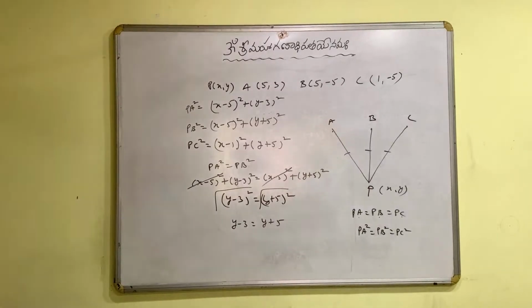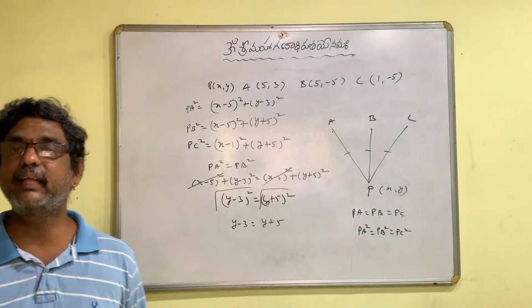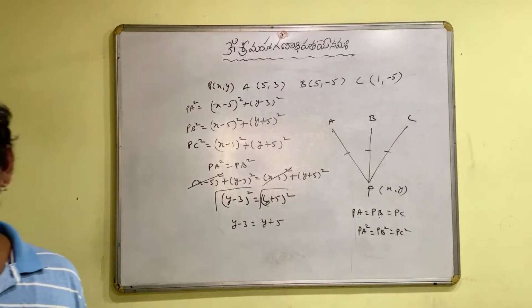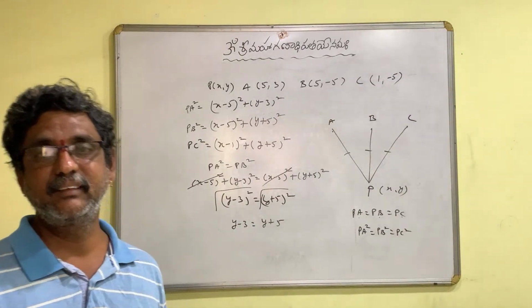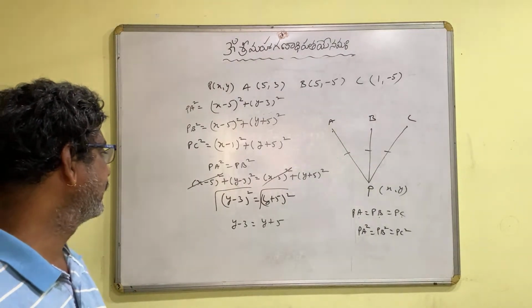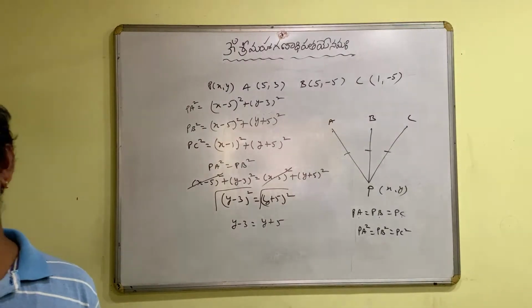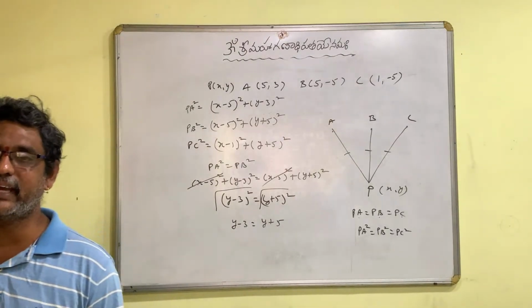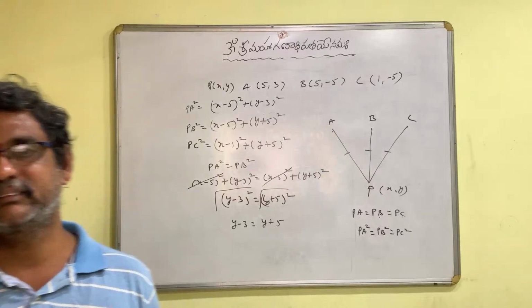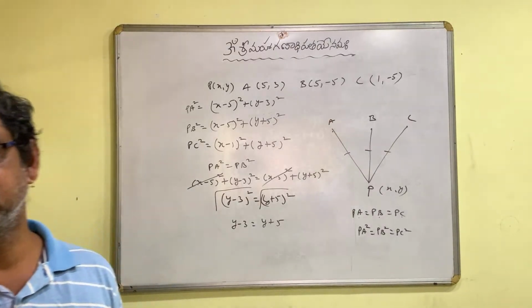See, it worked in the earlier problem but here it is not working. Square root on both sides gives what we are getting? Y minus 3 is equal to y plus 5. Y gets cancelled. We are not getting the y value. Look carefully. It worked in that earlier problem but not now.